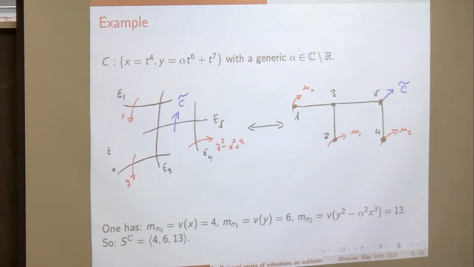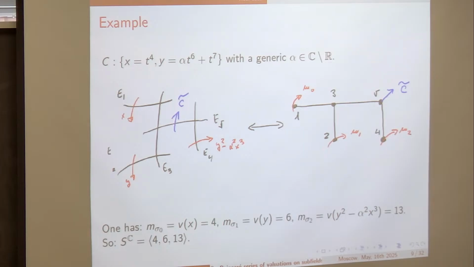So let me start with a fast example. I take this parametrization. It's a very easy parametrization. x is t to the 4, y is some complex non-real number generic, t to the power 6, t to the power 7. Here you see the dual graph, and here you see the resolution. That means that the divisor E, the subindex means the age. So this is the first divisor, this is the second, this is the third. Then you blow up again, and you have here the 4 and the 5. And the dual figure is like that, okay?